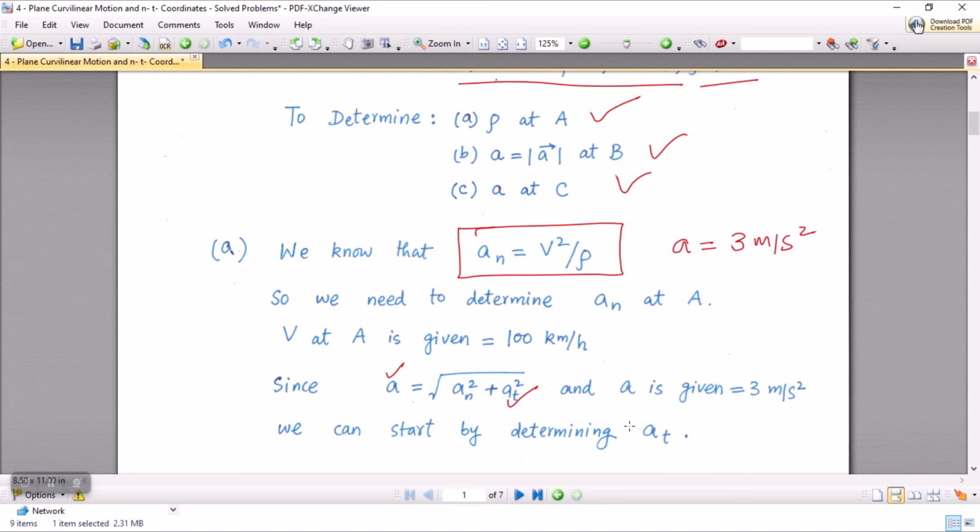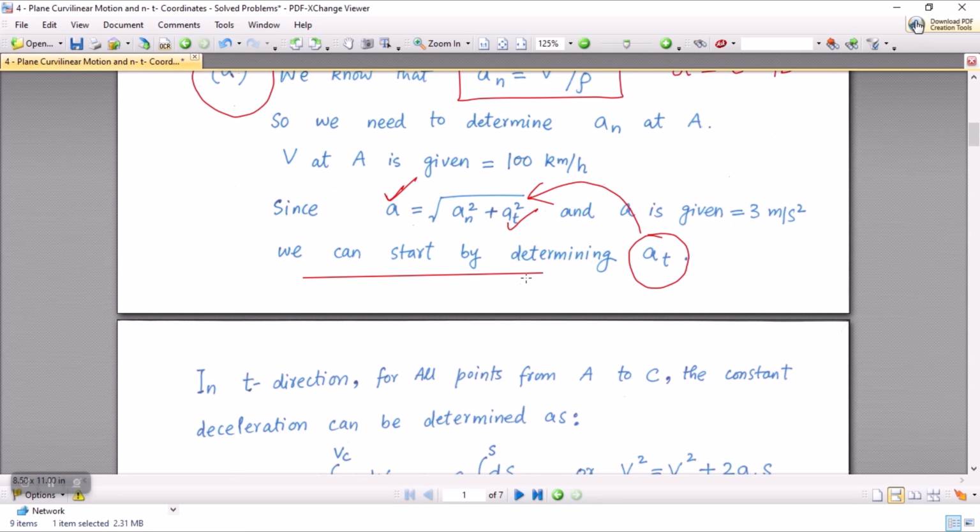Therefore the first thing to determine for part A is to calculate what A sub t is, so that we can put it in this expression, and since A is given, we can determine A sub n, and then we can put A sub n here to calculate rho.